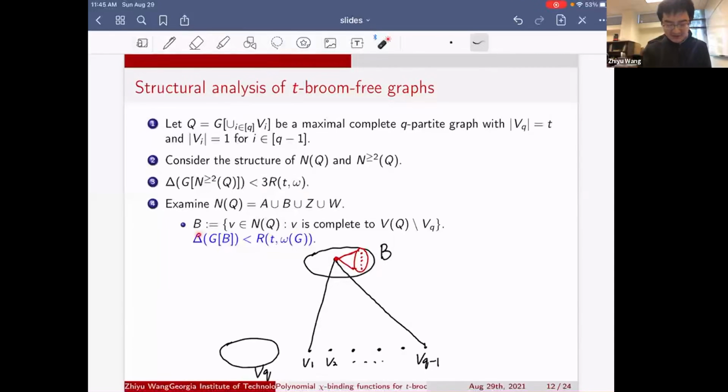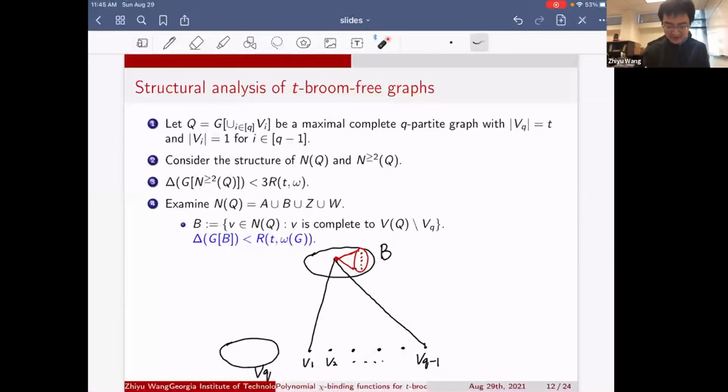B is the vertices complete to all these singletons. Okay, it's going to be complete to V1 to VQ minus 1. Why? Let's collect all these vertices. Why are they polynomially colorable? Well, the maximum degree has to be bounded.